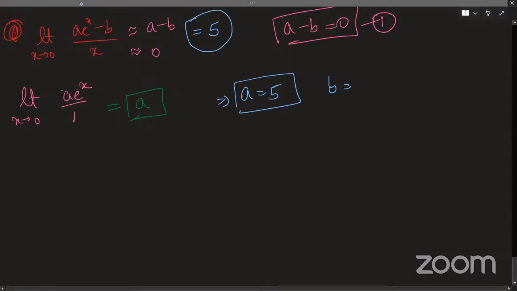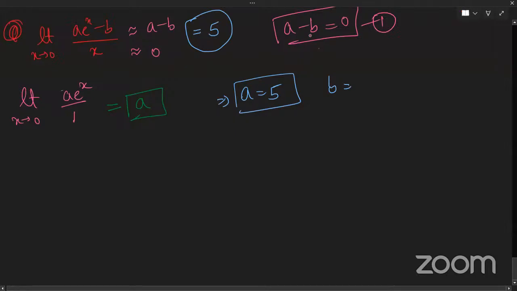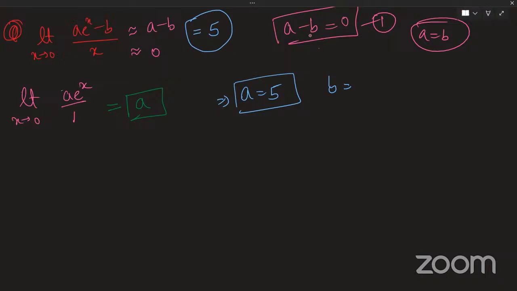If a minus b is equal to 0, can I say a is equal to b? Yes, sir. So I got my value of a. So what will be my value of b? 5, sir.